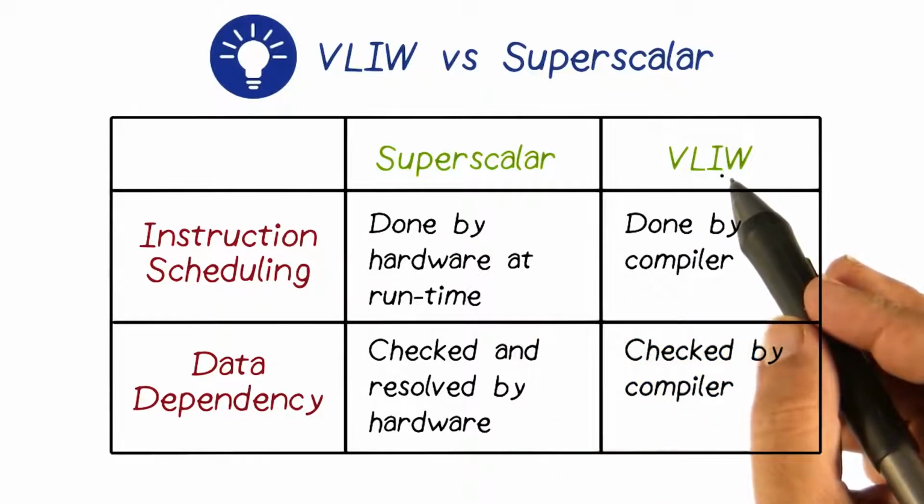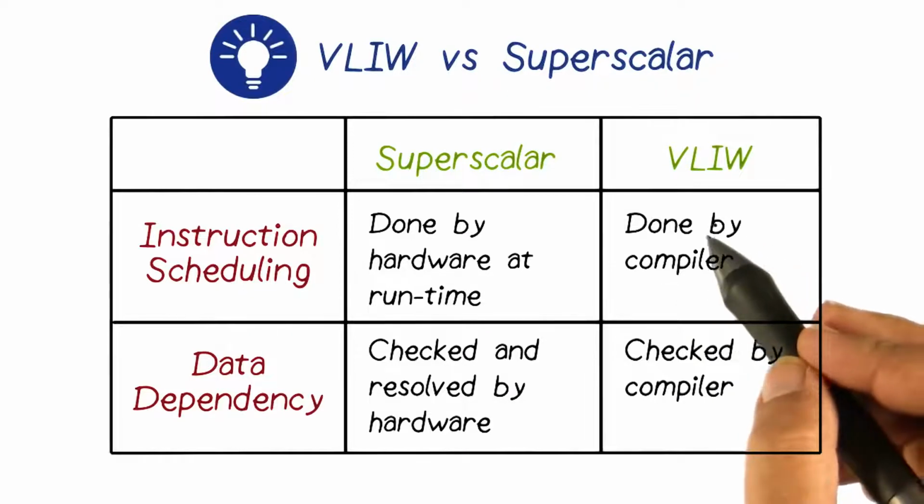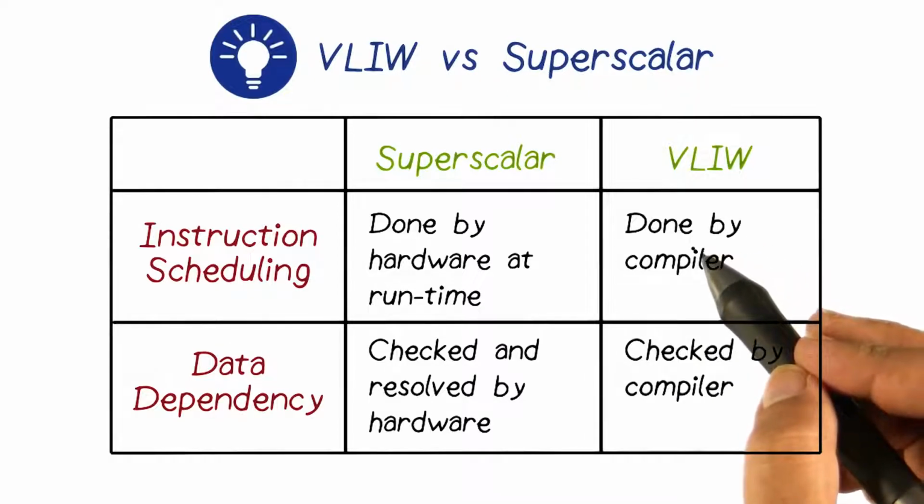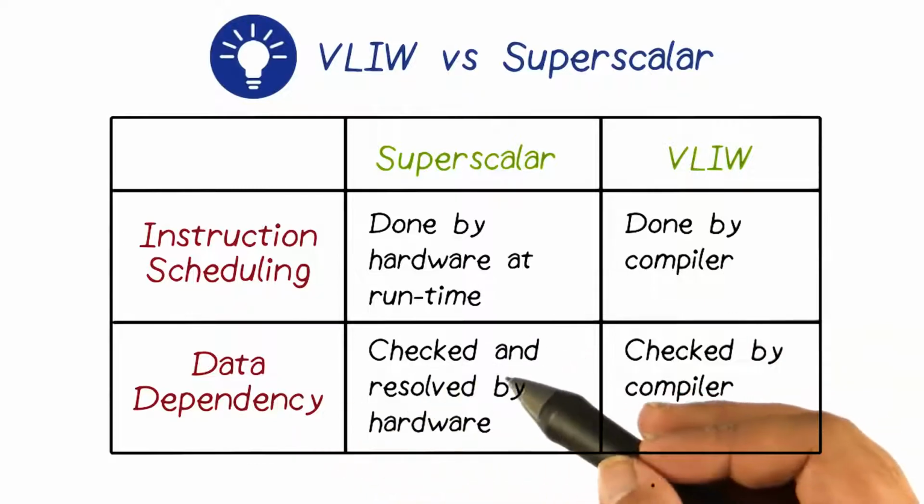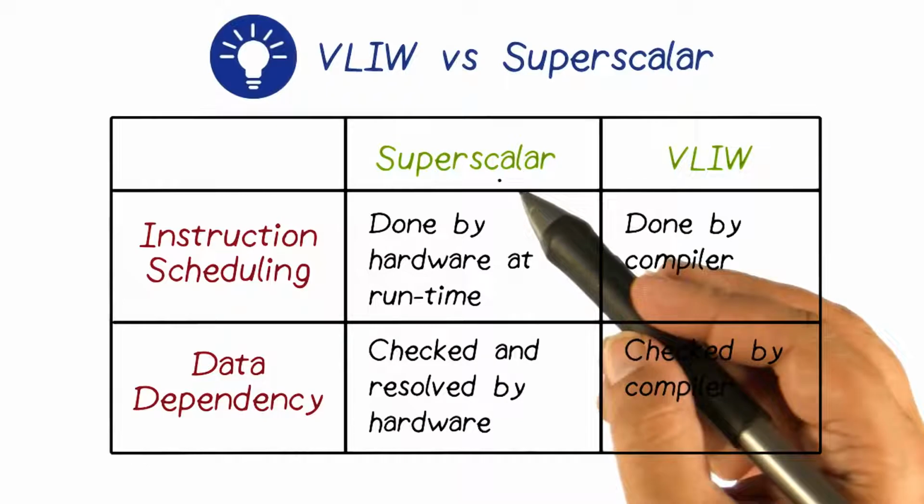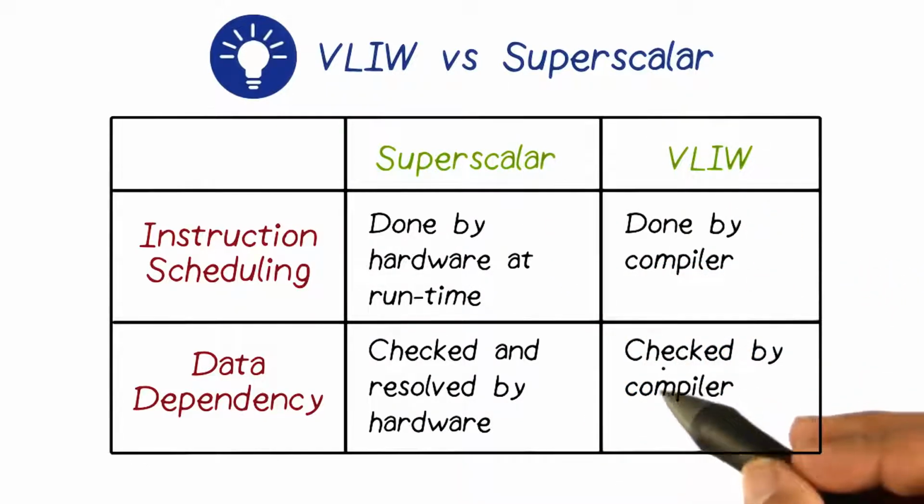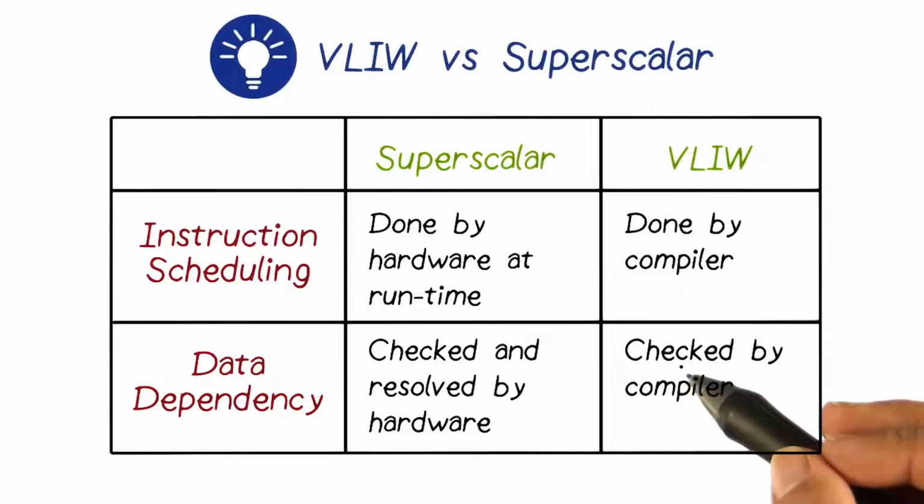Whereas in case of VLIW, since the whole architecture is exposed to the compiler, the compiler statically does the instruction scheduling, and so the energy efficiency is better and the complexity of the hardware is low. In terms of data dependency, the hardware is the one which checks that for superscalars. In VLIWs, the data dependency is checked statically by the compiler and enforced by scheduling the instructions properly.